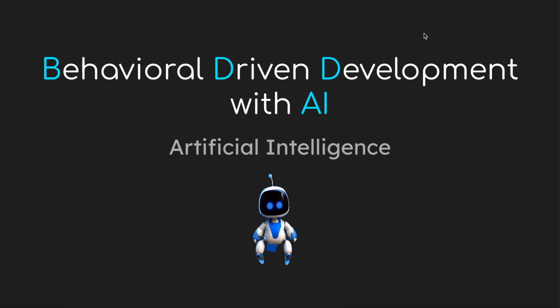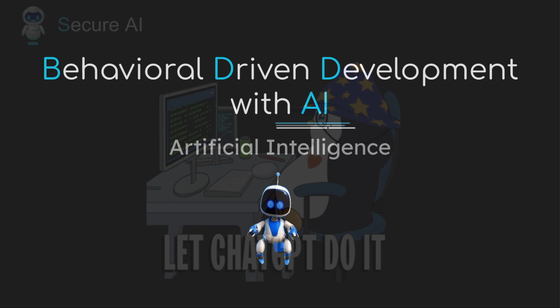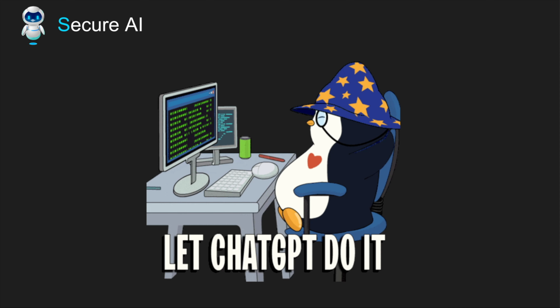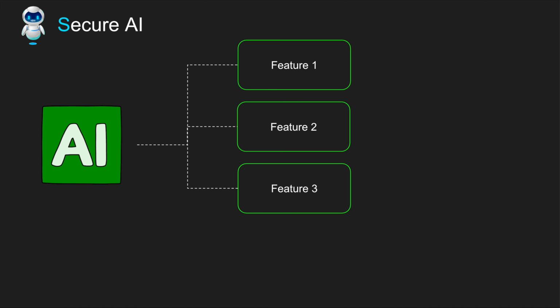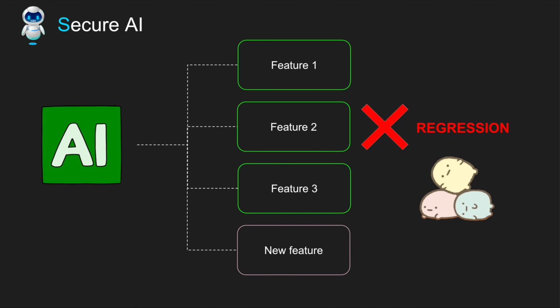In today's video, we are going to explore how to combine artificial intelligence with behavior-driven development to secure the software development process. Over the past 2 years, AI has transformed the way we write code, boosting our productivity. But while AI helps us develop features faster, it also comes with risks. Newly generated code can introduce regressions or break existing functionality.